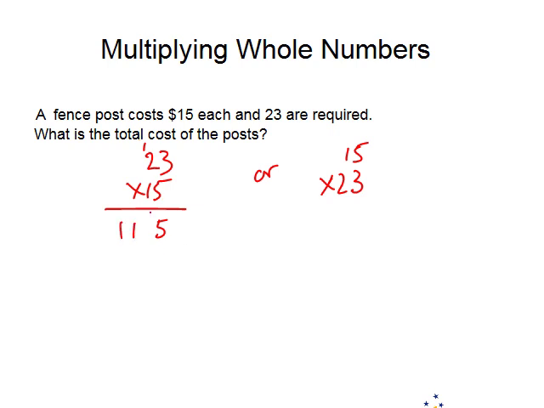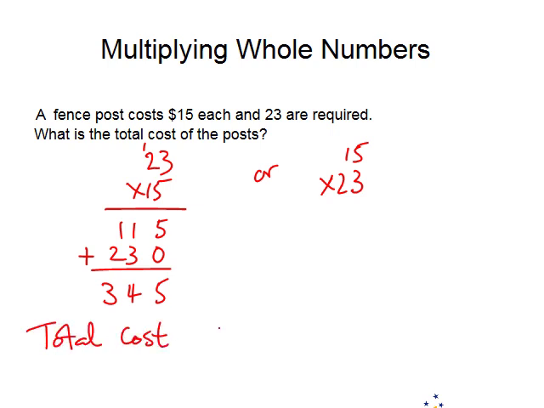And then put down the 0 for timesing by 10 and then time by 1. And then we need to add those together. And that's 5 and that's 4 and that's 3. So the total cost is $345.